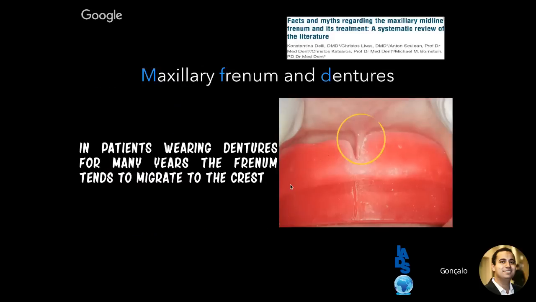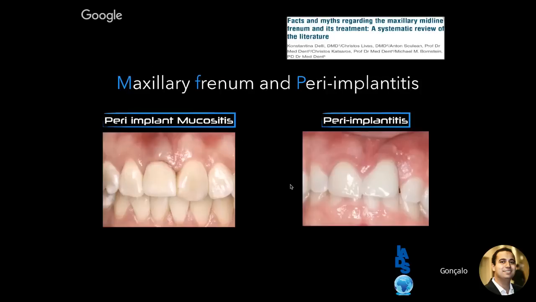Another consideration for maxillary frenum and possible frenectomy is in edentulous patients when they wear dentures. We know that in patients wearing dentures, we have to be careful when we do our prosthesis to avoid any trauma to the frenum. But in many cases, we don't have to do a frenectomy. Just by having a good adaptation of the prosthesis to the frenum, we don't have to do any surgical intervention.